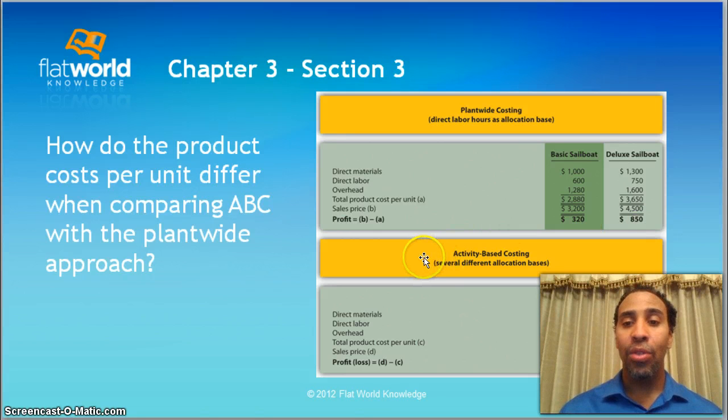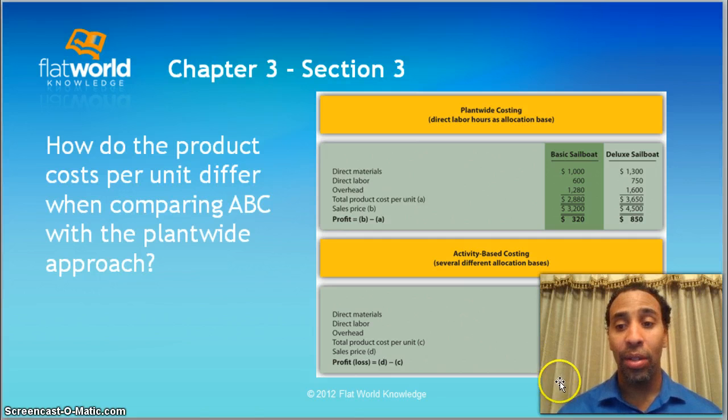When you go down here and use activity-based costing, the total cost is 2,604. Subtract that from the 3,200 sales price, and your profit is 596. So that profit's a lot higher than that 320. And then if you take the 4,500 sales price, you realize that $5,030 to create the deluxe sailboat means you're losing money on that, $530 on each one.